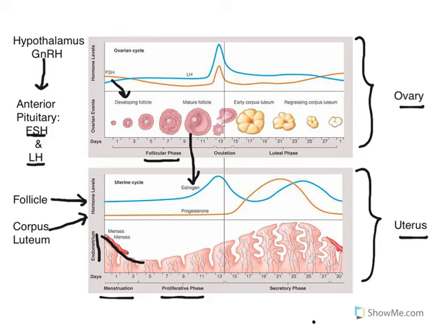under the influence of FSH. On day 13, the LH level will peak, and that will cause ovulation to occur on day 14 of a normal 28-day cycle. Day 14 is the day of ovulation.